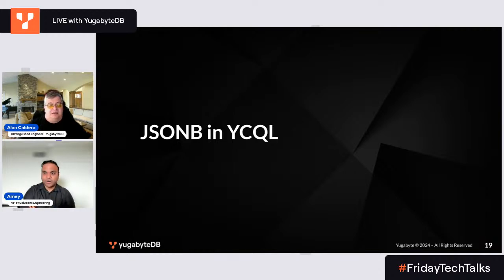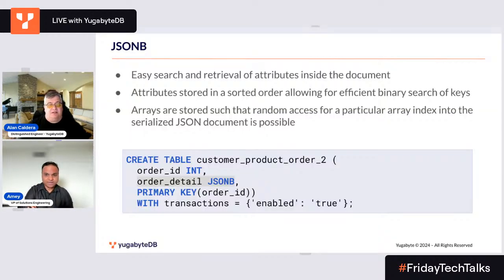So Alan, for our audience, they were very curious about JsonB. So maybe let's spend a few minutes. Yeah, that's the last topic we have here. JsonB. We took this from Postgres, that's why it's called JsonB. Basically, it's an attribute ordered JSON document, so that we can do an efficient binary search.